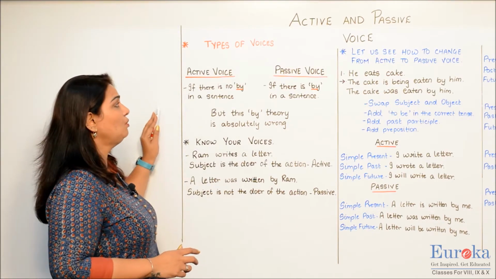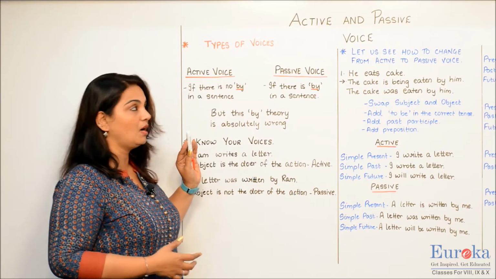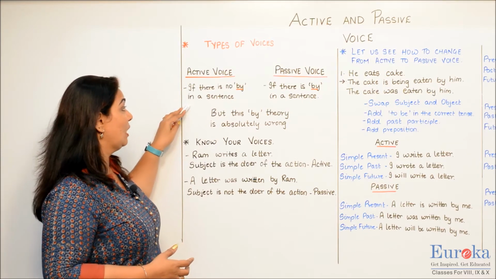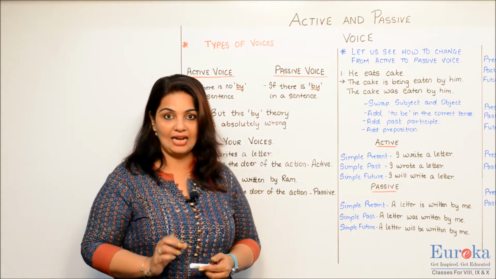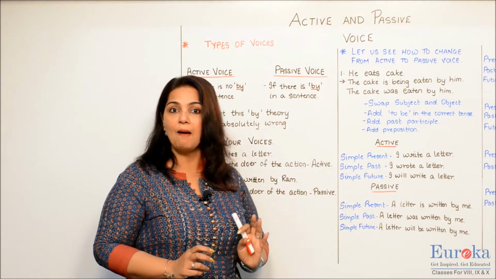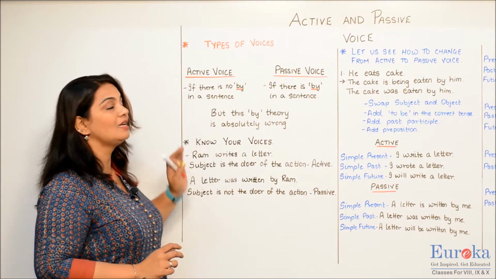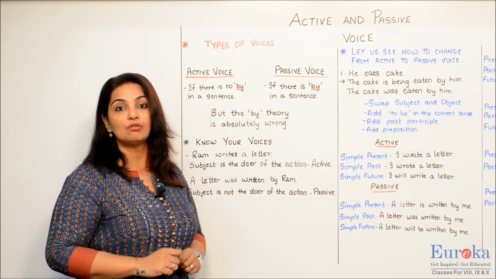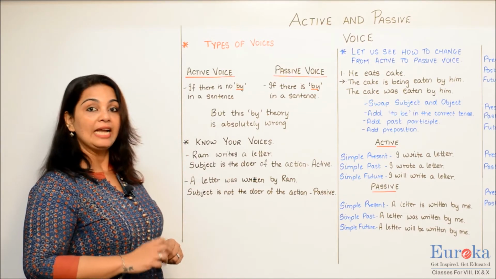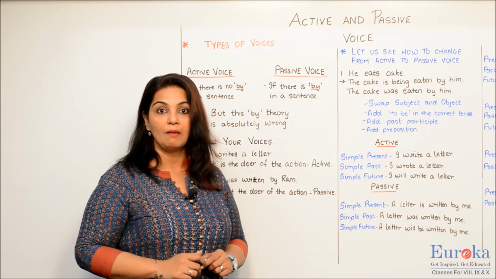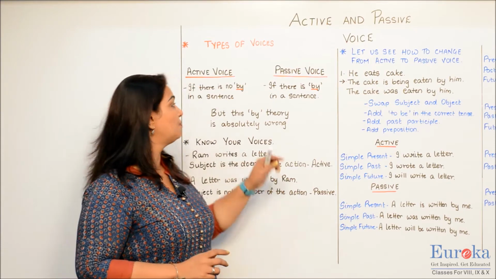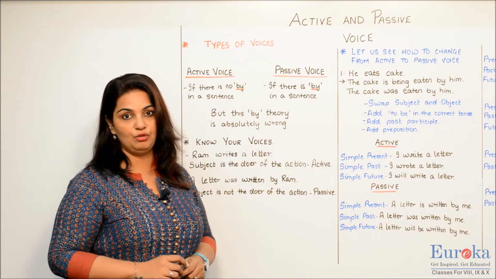The first one, we all know in school that it was always taught to us that if there is no by in an active voice or in a sentence, it is considered as an active. Whereas if there is a by in a sentence, we consider that sentence as a passive voice. But this theory is absolutely wrong. So let's look at the new theory that we have in active voice and passive voice. It does not mean that we do not use the word by, but in most cases it is correct, but there are exceptions where this particular word by is not used.